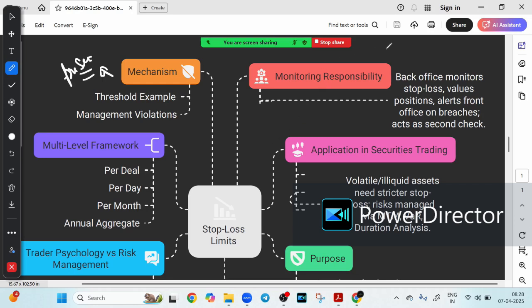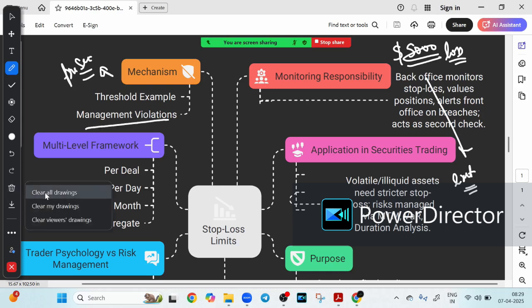For example, suppose a trade hits a $5,000 loss. That is the threshold, the stop loss limit. At that point, a mandatory exit is triggered. If it is not followed, it is considered a management violation, and action follows fast. That is the point. I hope that makes sense to you.